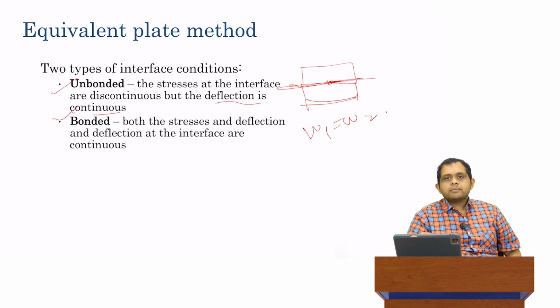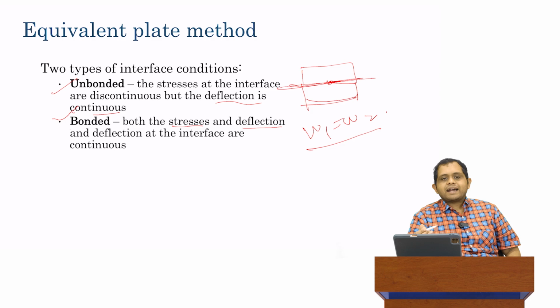Bonded, then we overcome that limitation. We say that the deflections are continuous. Deflections are always continuous. You'll always have W1 is equal to W2 if we don't allow a gap to form, which generally is the assumption we go with. But we also assume that the stresses are also continuous. Now, these are mathematical ways of putting it. Stress is continuous, stress is discontinuous. What does it mean in practice?